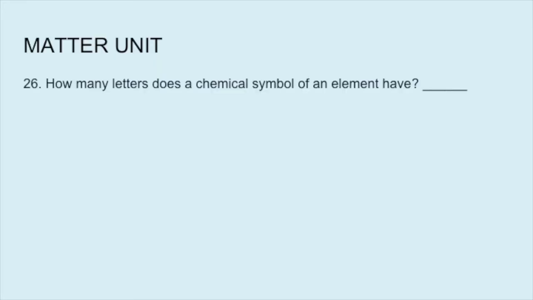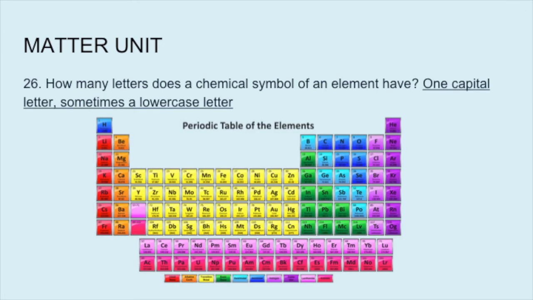All right, how many letters does a chemical symbol of an element have? A chemical symbol of an element has one capital letter. Every element has a capital letter, and then sometimes has a lowercase letter. So things like carbon is just one capital C. Things like cobalt, capital C, and a lowercase o.